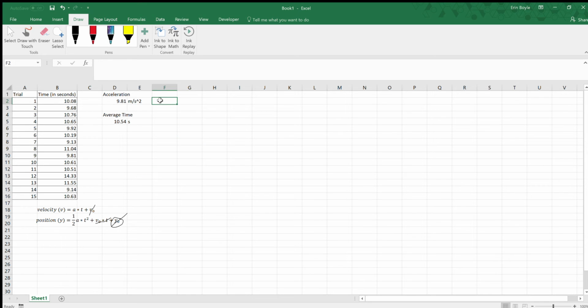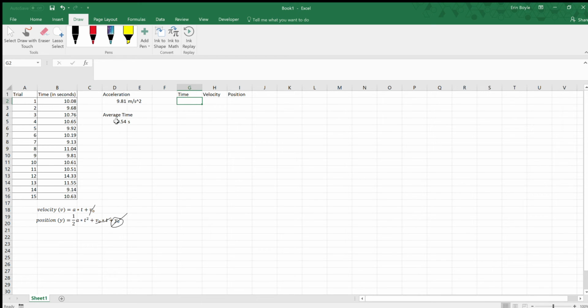So the prompt that I gave you for the homework is I want you to find the height of the building, and then I want a plot of velocity versus time and position versus time. The way we're going to do that is we're going to make essentially another table where we have time, velocity, and position.